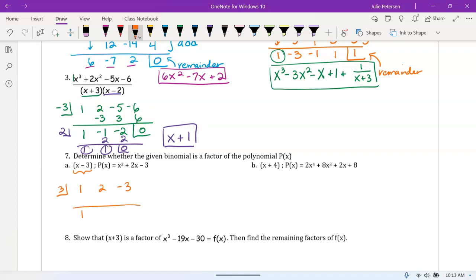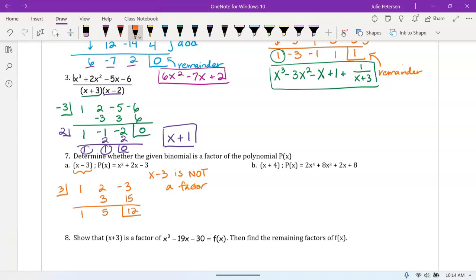So our coefficients are going to be 1, 2, and negative 3. All right, so bring down the 1. Multiply. 1 times 3 is 3. Add those up, we get 5. 3 times 5 is 15. It's not looking good for this one being a factor because these don't add up to 0, they add up to 12. So that means x minus 3 is not a factor.